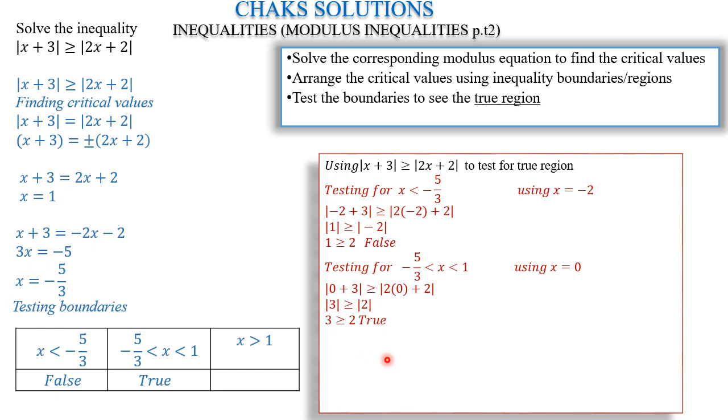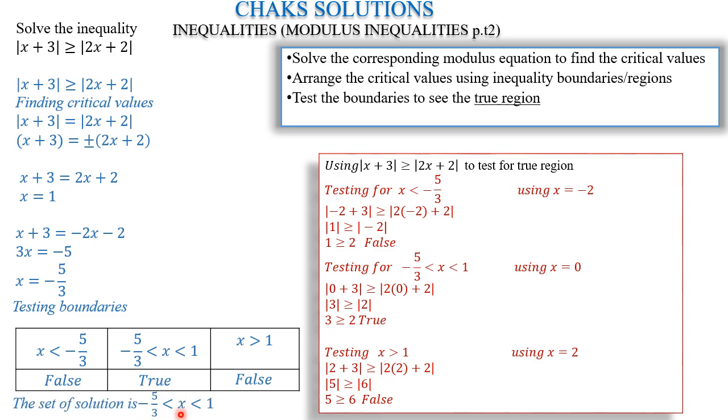So testing for x greater than 1, we are going to use any number that is greater than 1. We can use x equals 2. So we can have |2 + 3| ≥ 2 times 2 + 2 here, which is going to give us |5| ≥ 6. So 5 is greater than or equal to 6. It's a false statement. 5 is not greater than or equal to 6 here. So which makes the last region a false region here. So therefore our solution will be the true region here, which is minus 5 over 3 less than x less than 1 here. So we are taking this region.